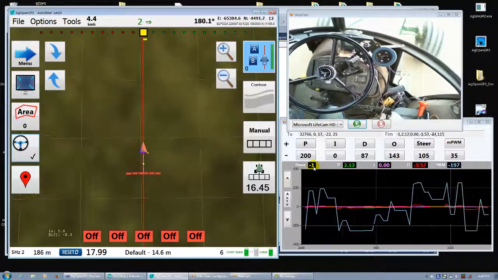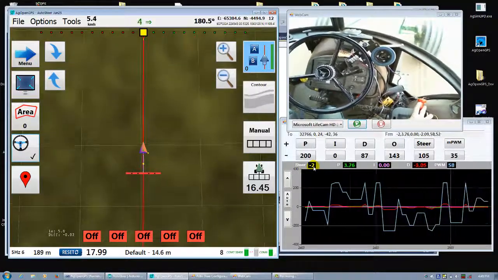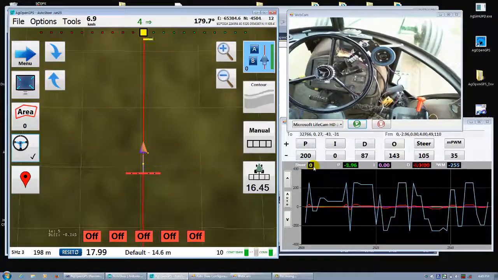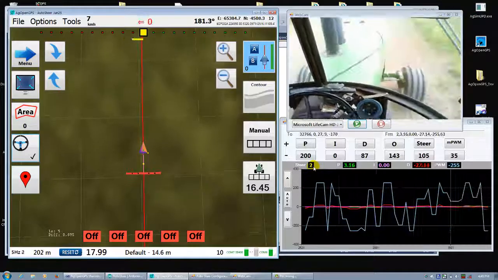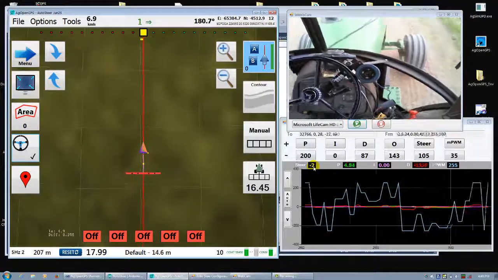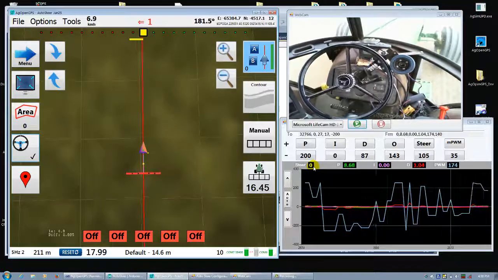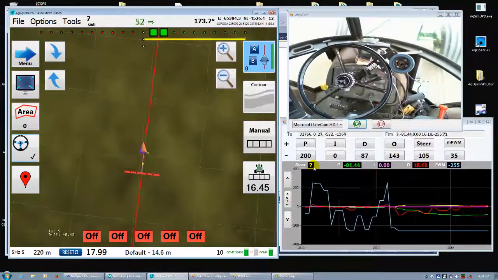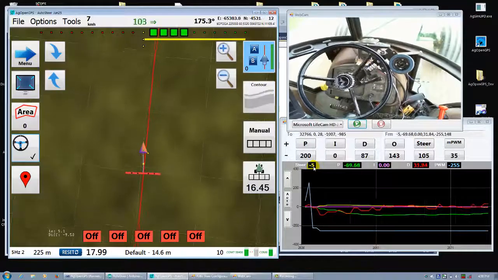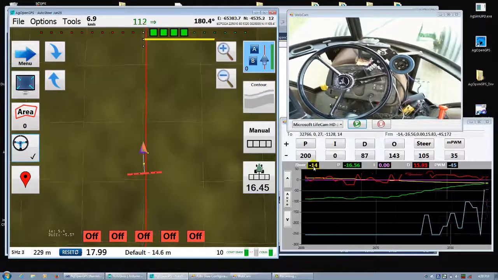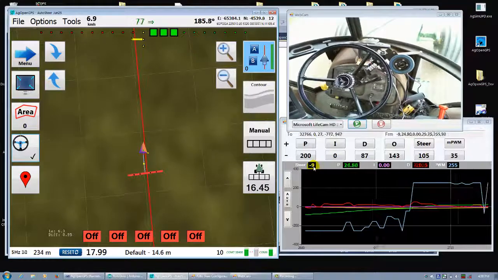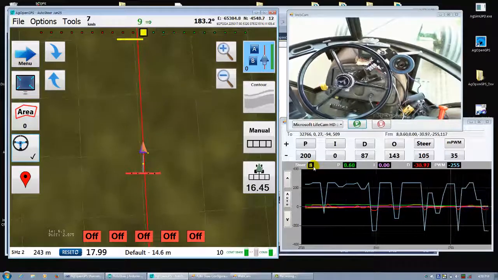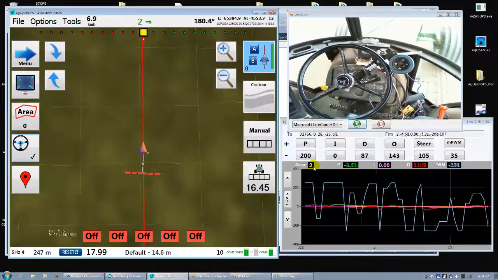So here we are following along, and it does seem to work pretty good. So just heading down the road because I don't have any pasture or anything to actually drive in. So I'll take it off course. Back on course again.